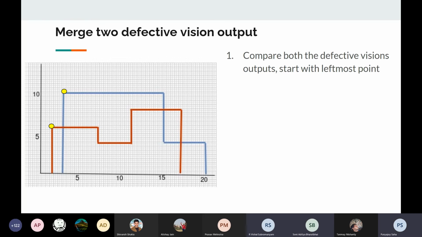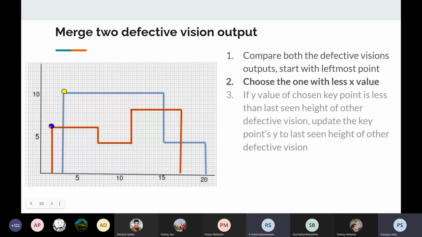Okay, let me reduce the complexity a bit. So let's say you have these two points, the leftmost points here. Now, which point should you select? The leftmost point. So that is the next step. Now, we'll come to this step later. So I think we can use the two pointers technique.